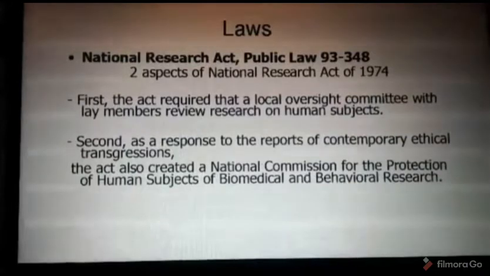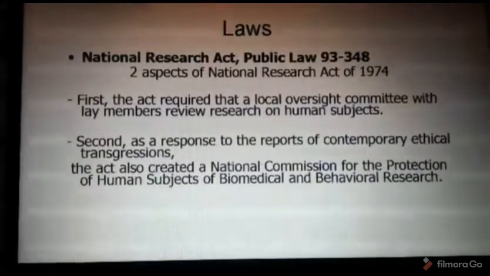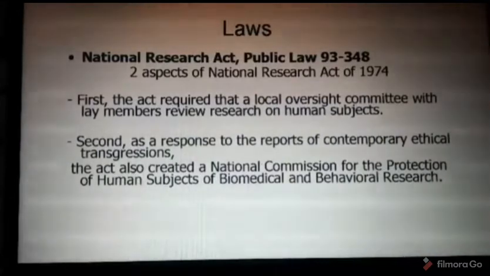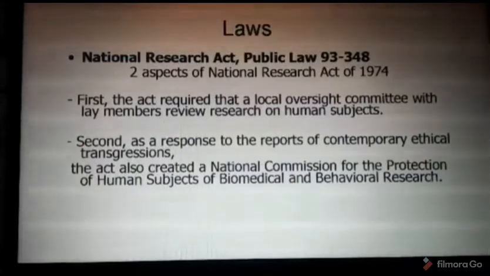And then, in the second category, as a response to the reports of contemporary ethical transgression, the Act also created the National Commission for the Protection of Human Subjects of Biomedical and Behavioral Research. So, for the history, people experienced not being given proper support and sufficient explanation of what would be done in their experiment. But due to this law, the humans who have been used for these experiments have been fully protected in their human rights.